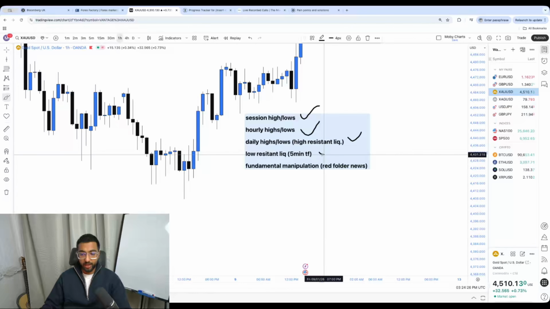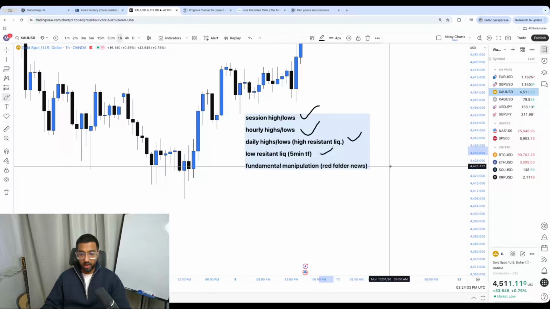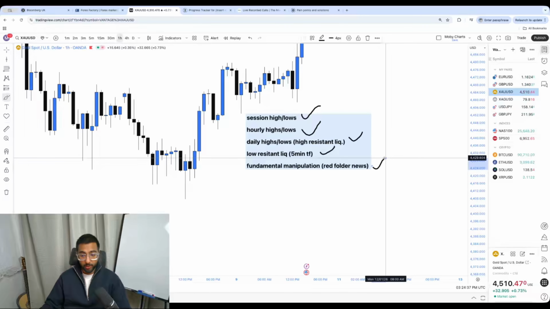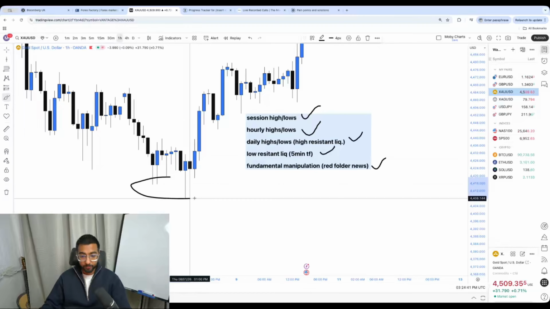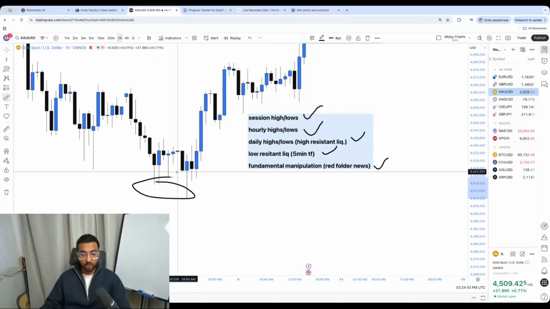Low resistance, again, I use this quite a lot to give me multiple take profits. If you see my live trading that I do, you will notice I do this. And then fundamental manipulation, red folder news. Again, I don't trade red folder news. However, if I was looking at the markets, I will know we're going to get manipulated, and so it'll be very interesting to see what the market does.